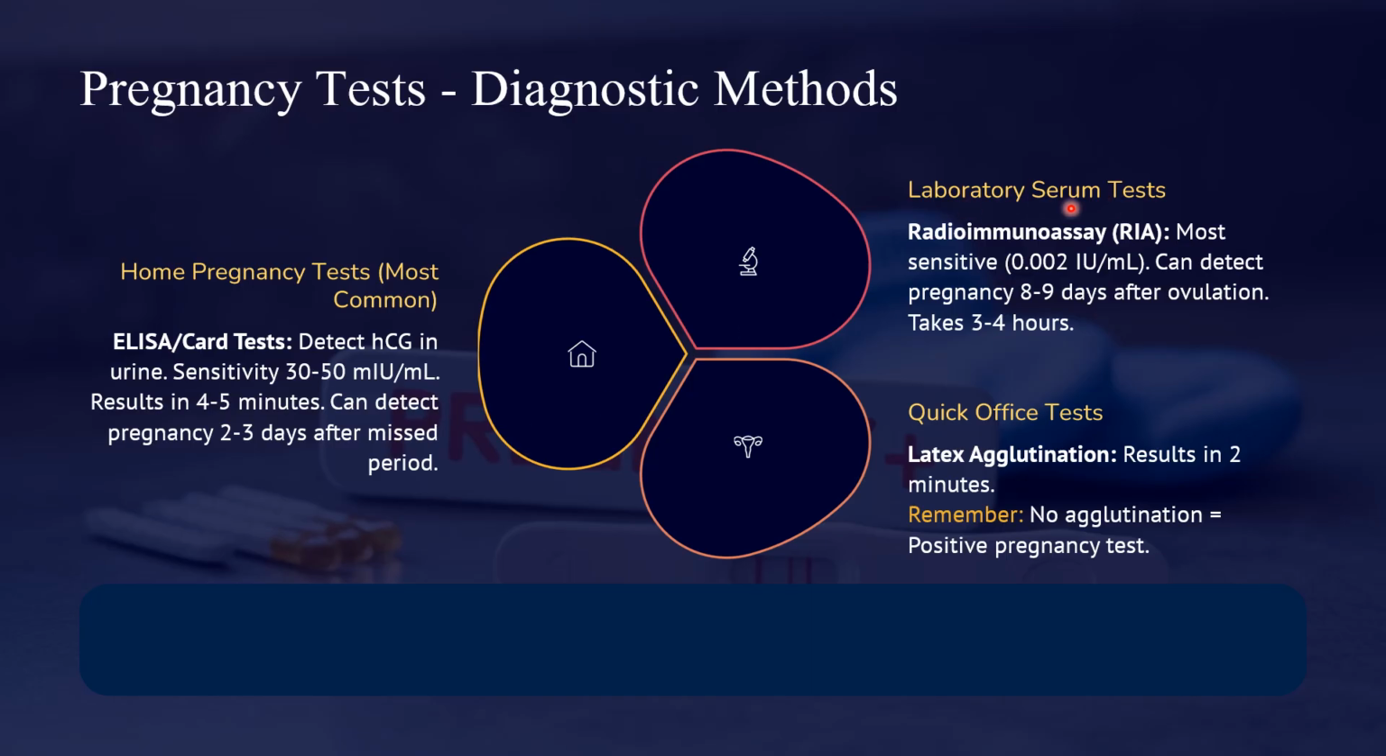So the second one is the lab test, where you have an immunoassay test, and it is the most sensitive test. Okay, and it can detect pregnancy 8 to 9 days after ovulation. And this takes a little longer time, which is 3 to 4 hours. And then you have a latex agglutination test, which gives the results within 2 minutes, and here if there is no agglutination, then it means the pregnancy is positive.